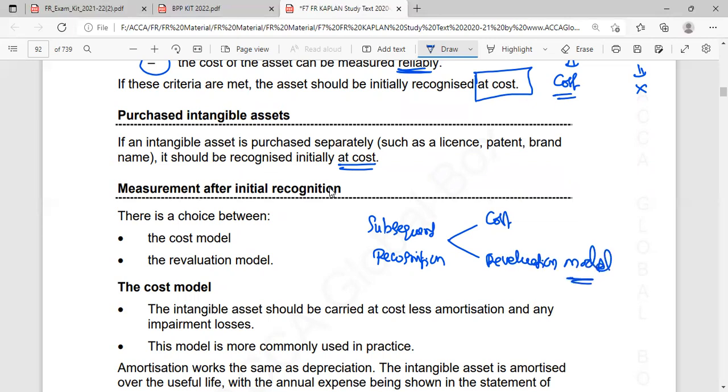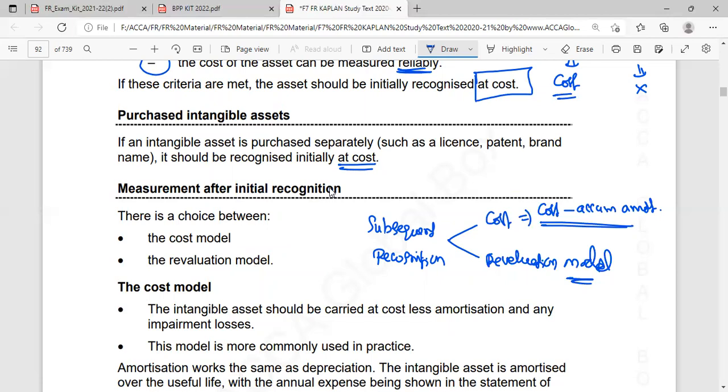Either the cost model or the revaluation model. In case of the cost model, how do we recognize it? We calculate cost less accumulated amortization. So just like depreciation, but here we use the word amortization. Accumulated amortization expenses till the date are considered. That is the carrying amount.